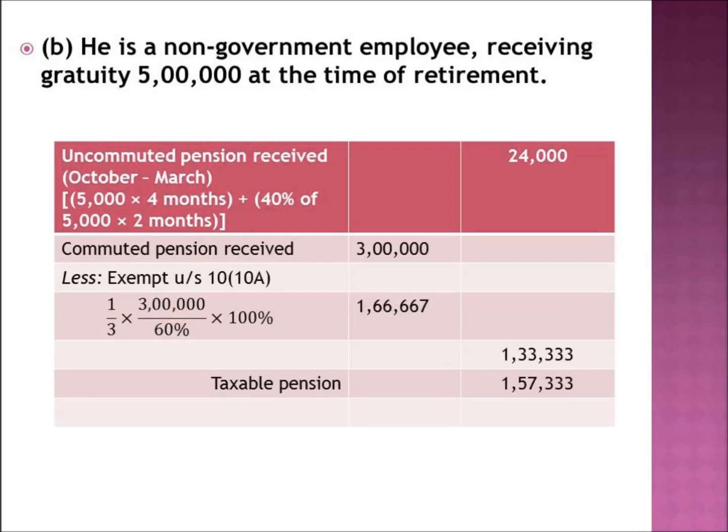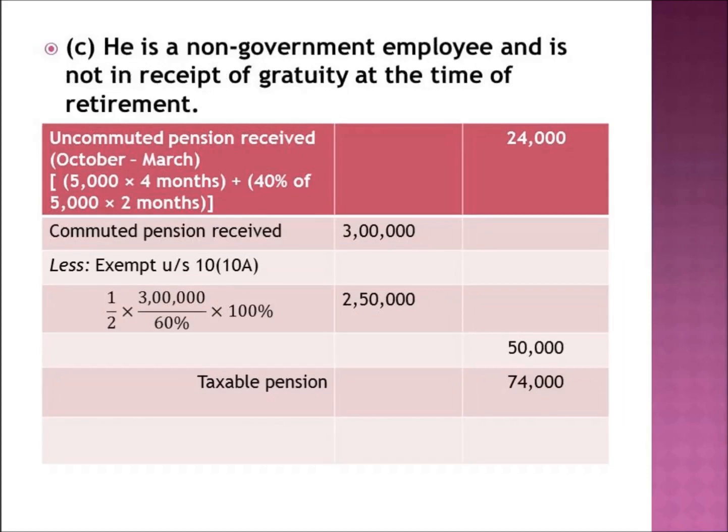Now we come to the third case, in which the employee is not in receipt of gratuity. Non-government employee not in receipt of gratuity. Now we come to the final case, that is when he is a non-government employee and is not in receipt of gratuity at the time of retirement. The uncommuted pension part received is the same and remains the same in all the three cases, because it is fully taxable in case of all the employees, whether government or non-government.